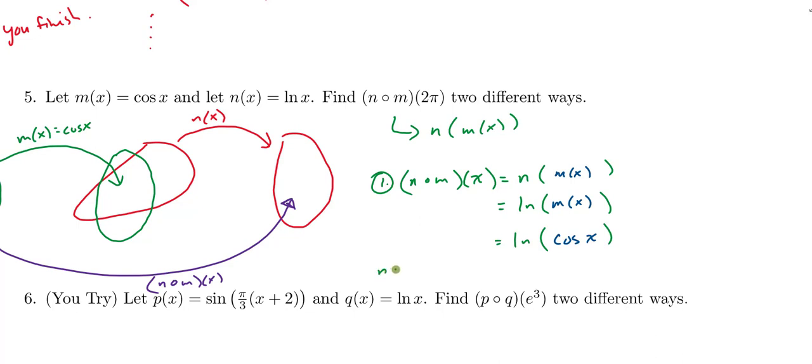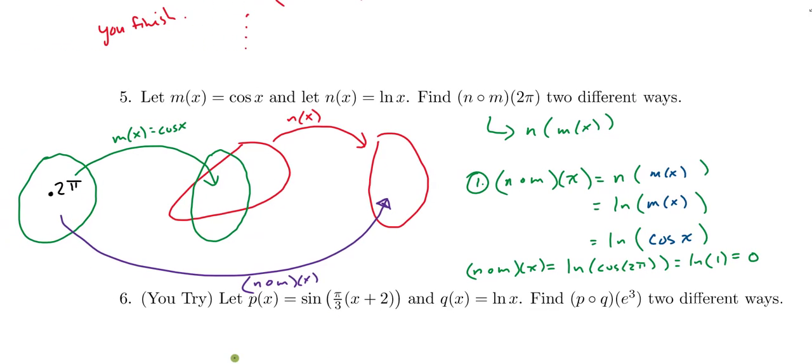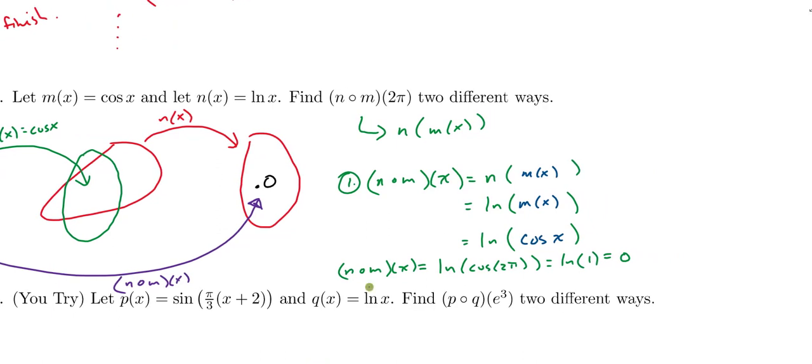Now I can go ahead and evaluate it. That's equal to the natural log of the cosine of 2 pi. Well, the cosine of 2 pi is 1, so we're left with computing the natural log of 1, which is 0. So the picture that goes with this, folks, is that we're going to take the number 2 pi and map it to this value here of 0 through function composition. So that's one way of doing it.